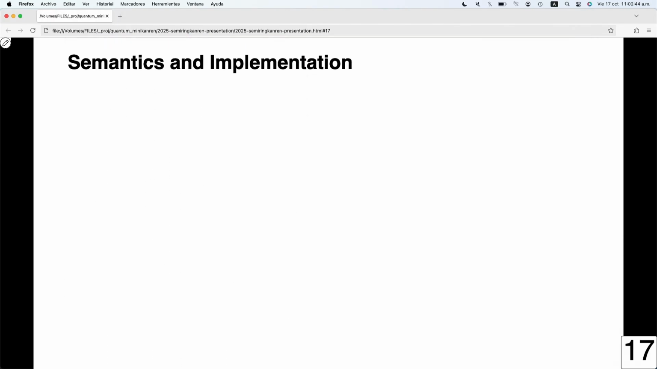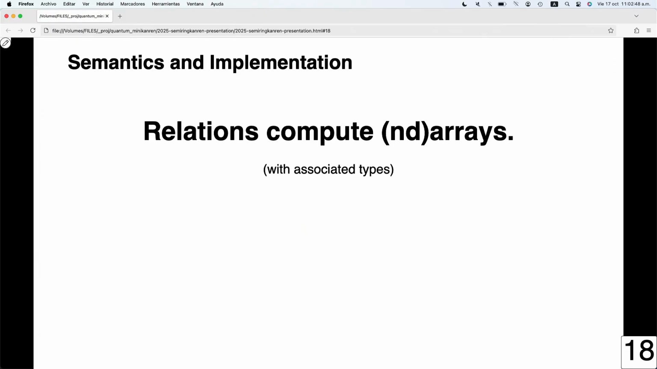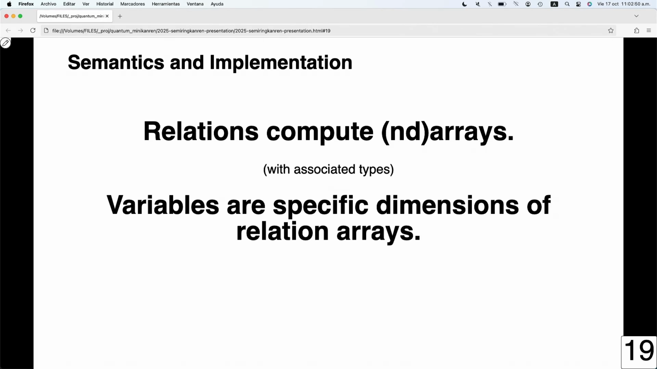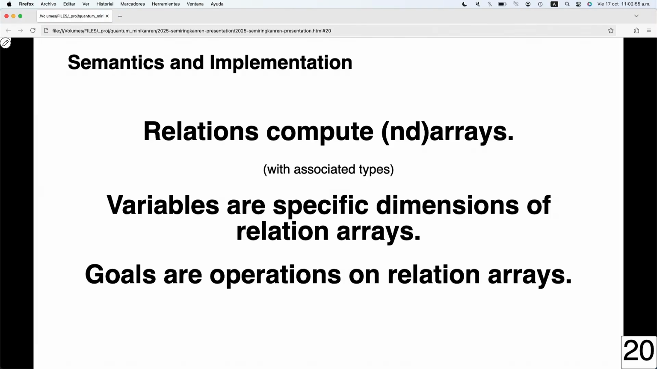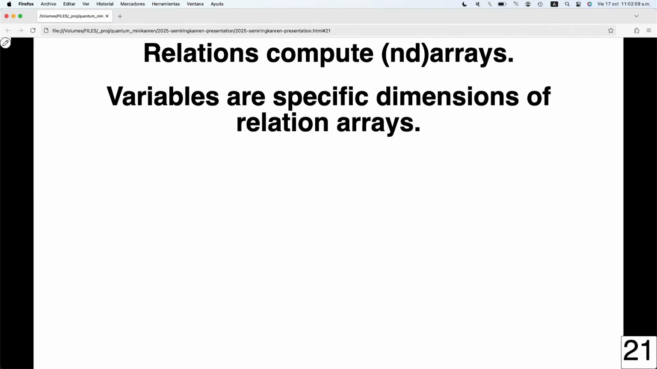All right, so how does this end up working under the hood? Relations compute multidimensional arrays. Variables are specific dimensions of these arrays, and goals are operations on these arrays. So let's focus on the first two.